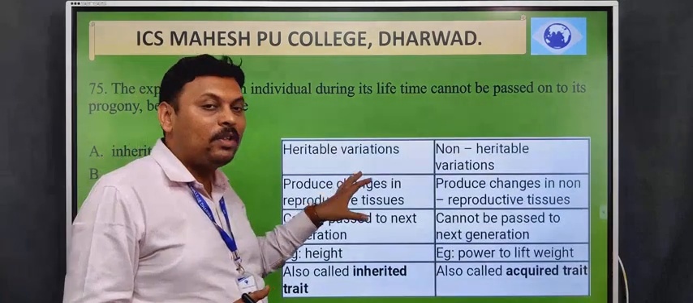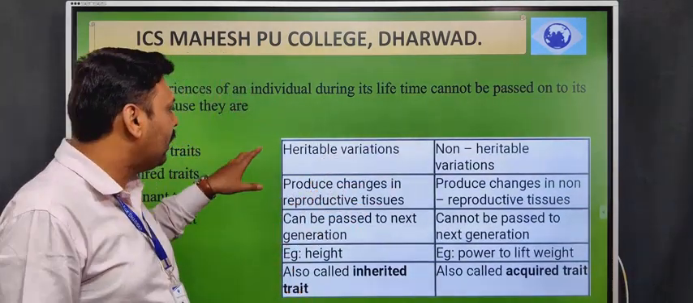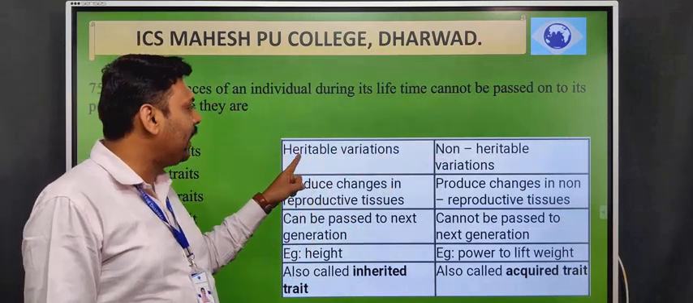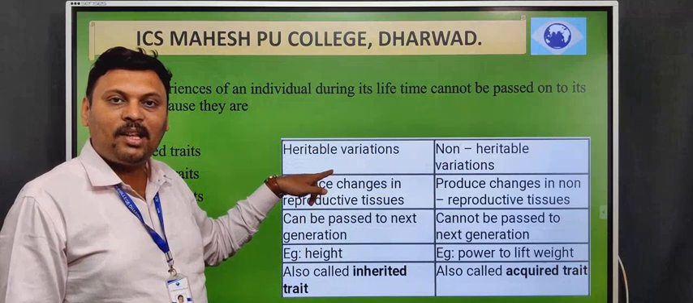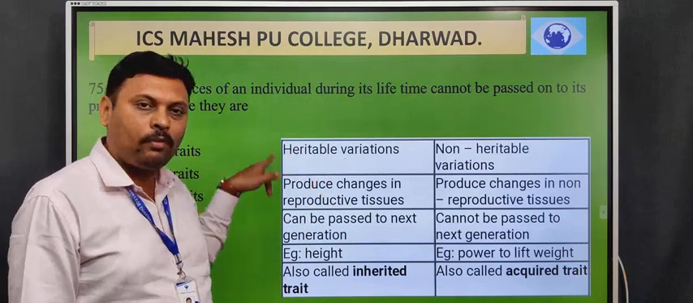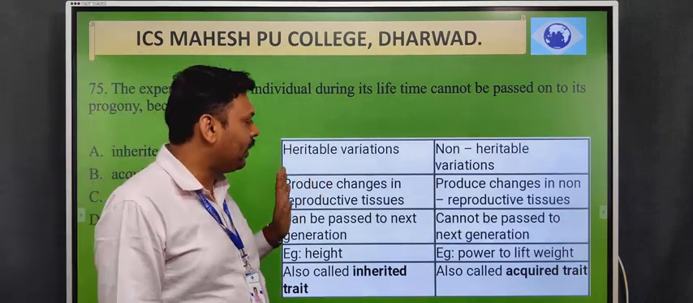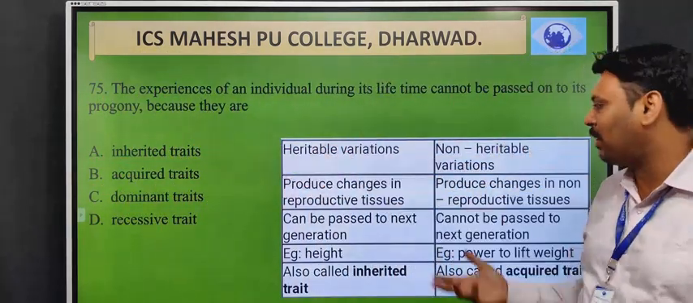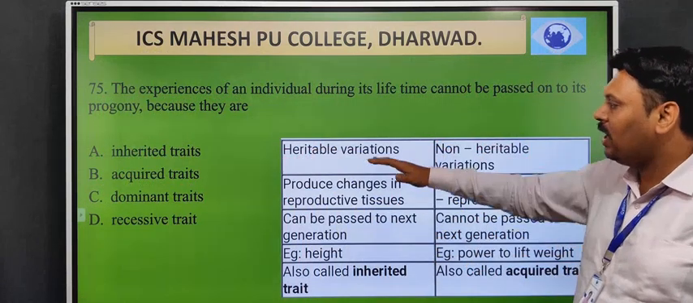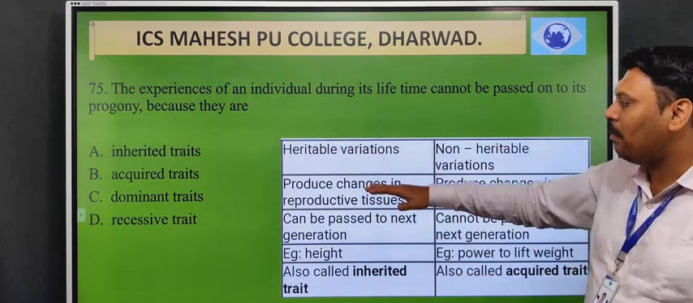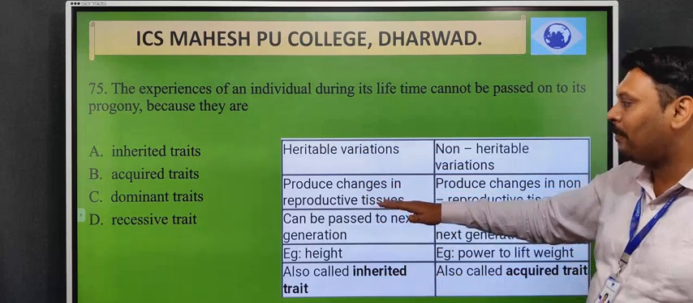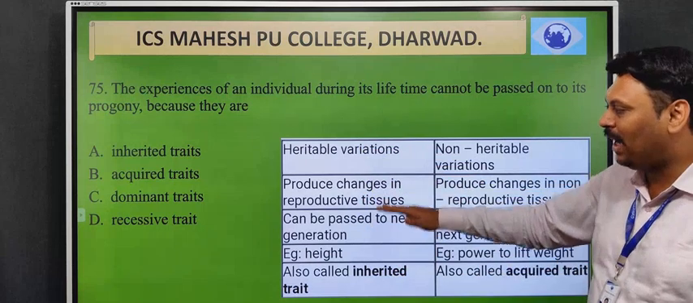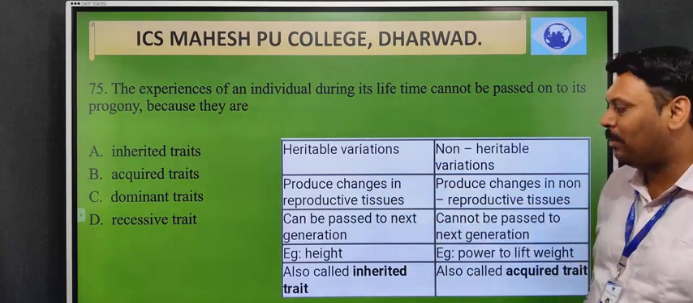So here is a chart which explains the differences between heritable variation and non-heritable variation. What do you mean by heritable variation? The characteristics or changes which are capable of transferring from one person to another are heritable variations, and non-heritable variations are the ones which are not capable of transferring from one person to another. Heritable variations can produce changes because they are present in the sex cells. They can be transferred through the sex cells, so they are called heritable variations.